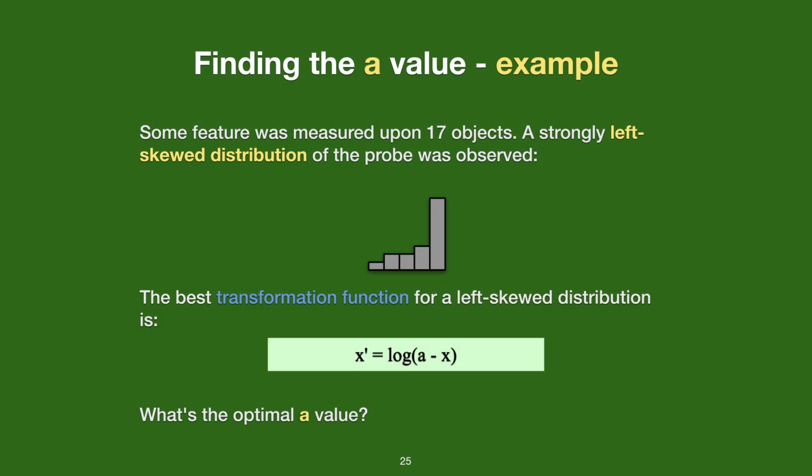Here we begin a practical example. A certain feature was measured for 17 objects, and the observed distribution is strongly left skewed. So the appropriate transformation should be x prime equals log of (a minus x). And the key question becomes, what is the best value of a? This is a good moment to remember that transformation is not only about formulas, it is about choosing the right formula with the right parameter, and that second part is where patience earns its salary.